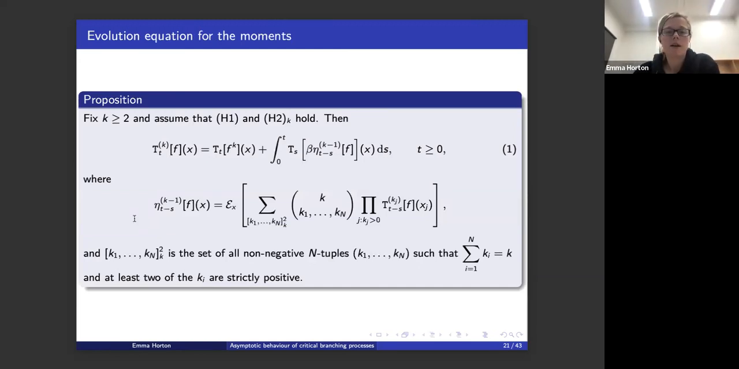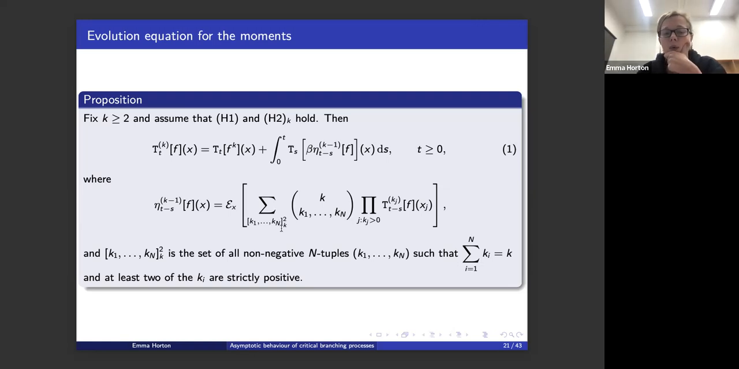Okay, so now we have our evolution equation that turns out to be the correct one to work with. We can indeed take our test function to be of the form e to the minus theta f, differentiate k times in theta, set theta to be zero, and obtain a linear evolution equation for the kth moment. And so here we can see that this operator eta describes how I can make up the kth moment from all the lower order moments.